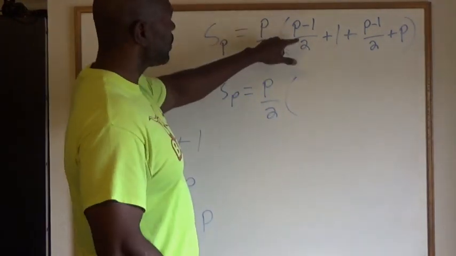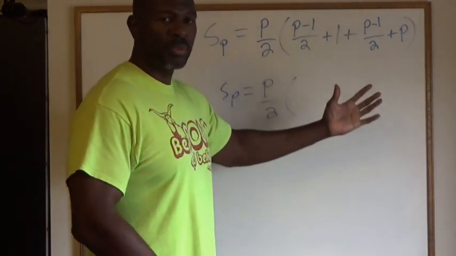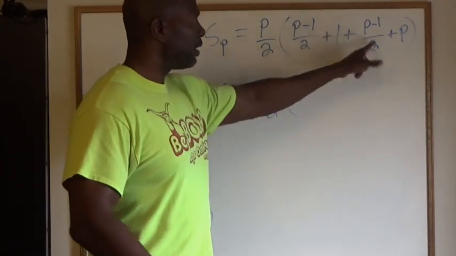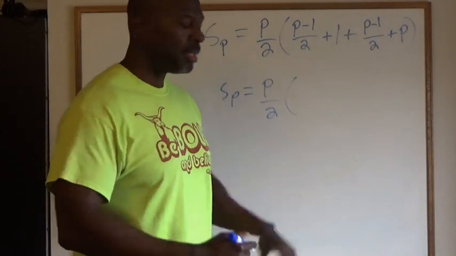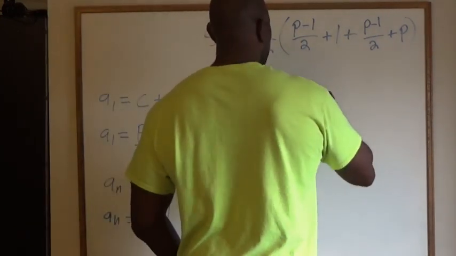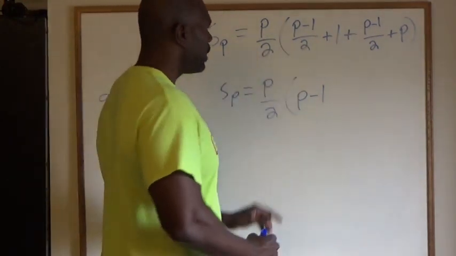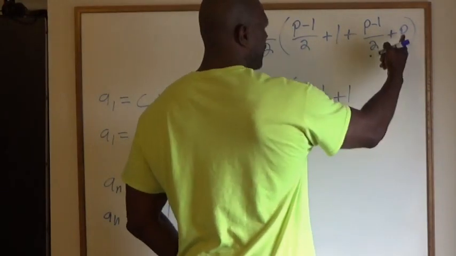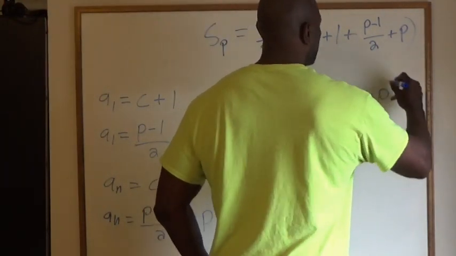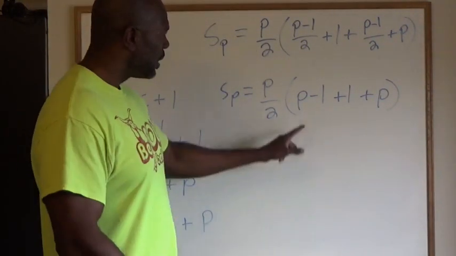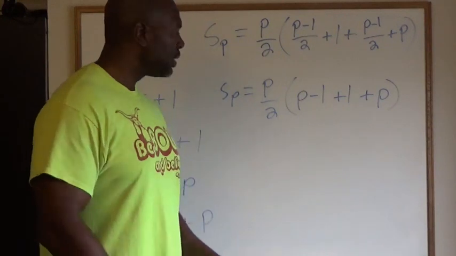So (p minus 1) over 2 plus (p minus 1) over 2 is just p minus 1. Here you have a half of p minus 1, another half of p minus 1. Add them together, you just get p minus 1. And you have the plus 1 here, and you have the p here. So hopefully you can see the minus 1 to plus 1 cancels, and p plus p is 2p.